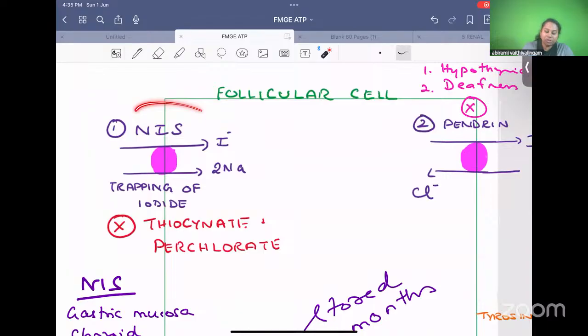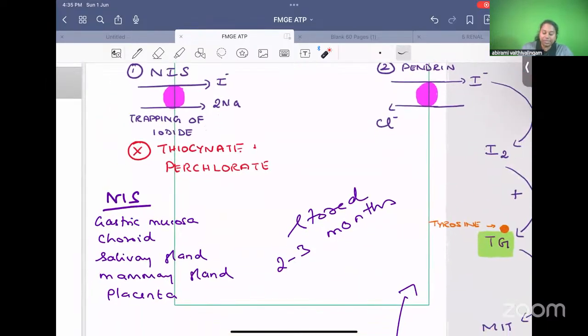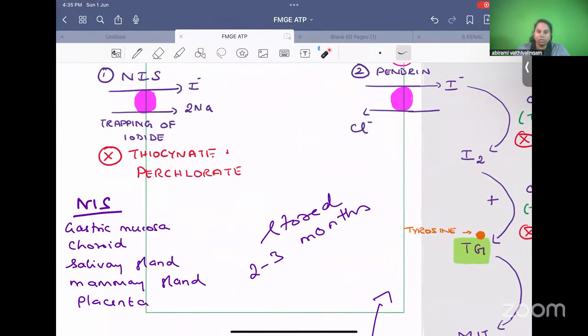This NIS transporter is not only present in the thyroid gland. It is also present in gastric mucosa, choroid plexus, salivary glands, mammary glands, and placenta. But all this has no physiological role. When you do radioablation techniques, when you destroy the thyroid hormone producing tissues for the treatment of hyperthyroidism, you should keep in mind that NIS is also present in these areas. Otherwise, they don't have any physiological role. So the first step is done.